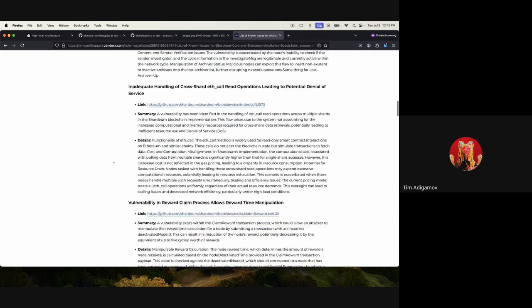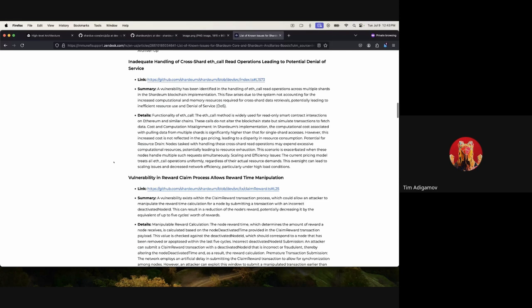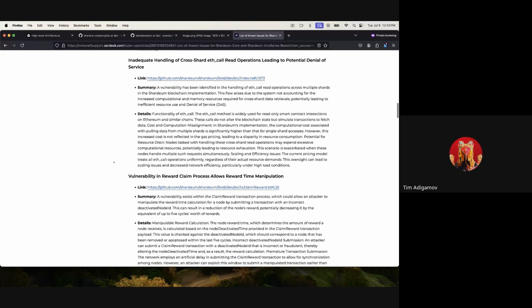Cross-shard. This is from Arcadia. Remember, Mehdi?